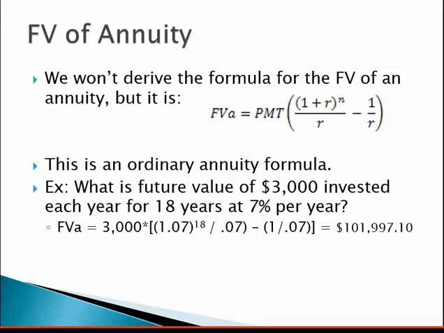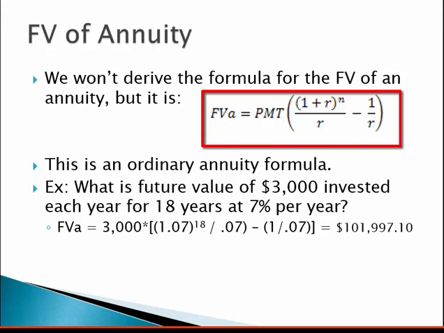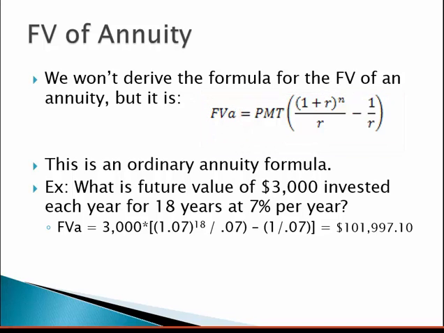But just to show that it works, let's look at this ordinary annuity formula. On the left hand side, we've got the future value of the annuity denoted by the FV with a sub A. It's equal to the payment amount times, and then this ugly thing in the brackets, 1 plus the interest rate raised to the nth power divided by the interest rate. And then from that we're going to subtract 1 over R. So once we get that piece done within the brackets, we're going to multiply that times the payment, and that gives us the future value of the annuity.